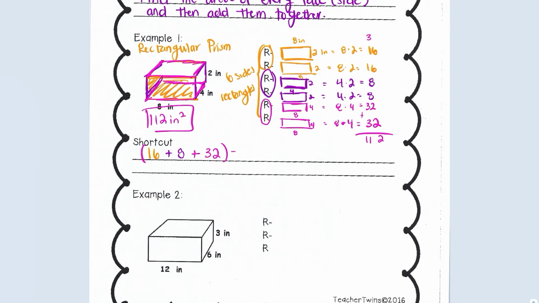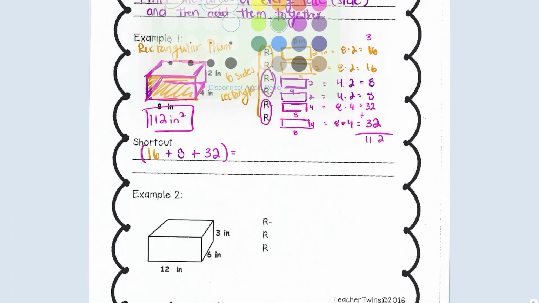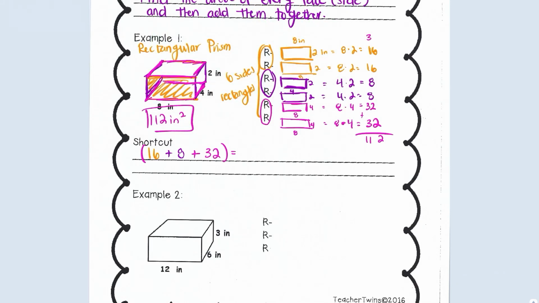So let's add these together. And then finally we get, well, let's see, 16 plus 8 is, actually let's do 8 plus 32 because that gives me 40, and then 40 plus 16 is 56.